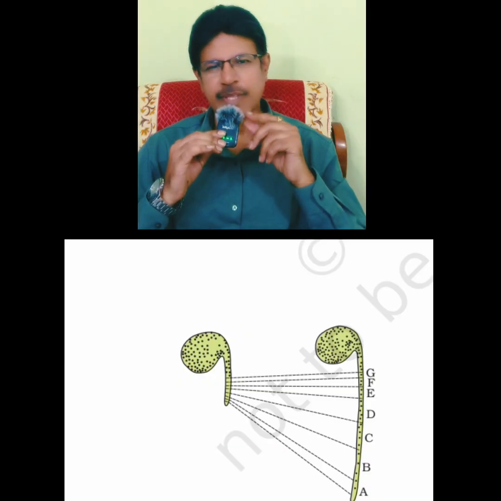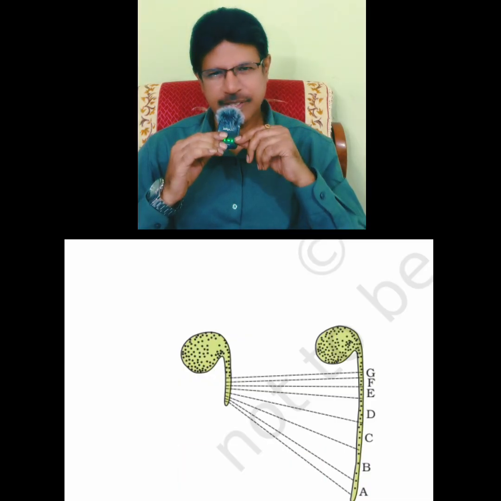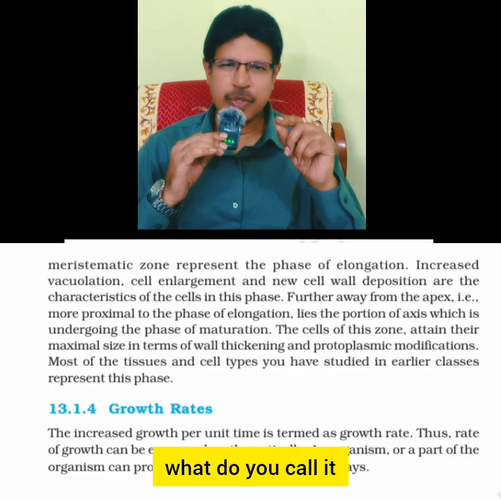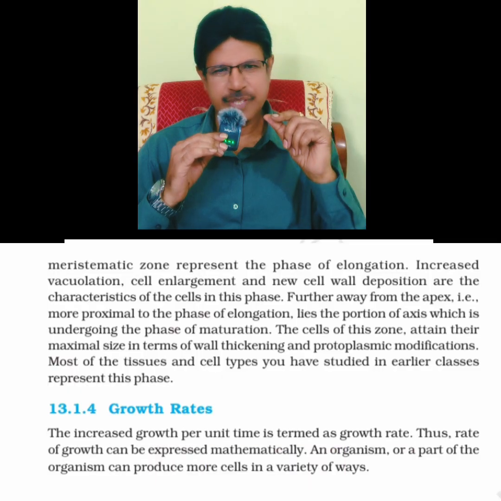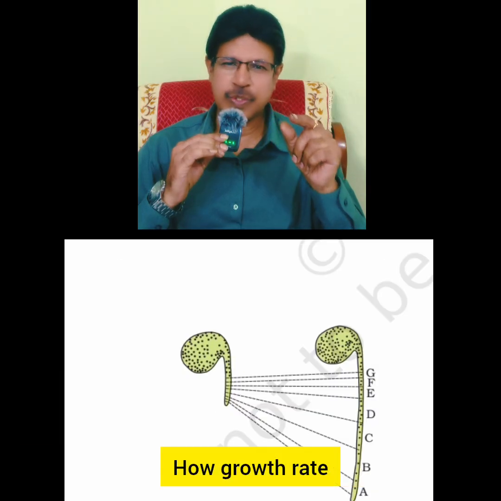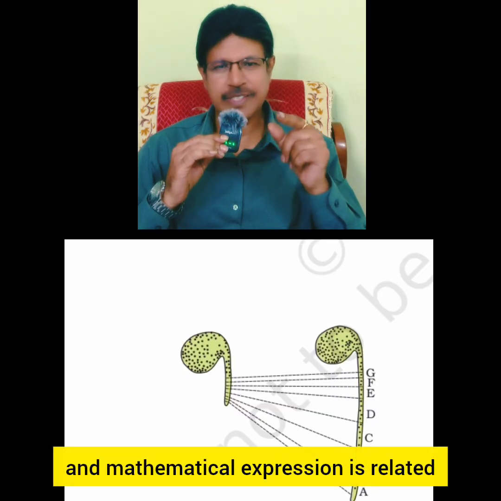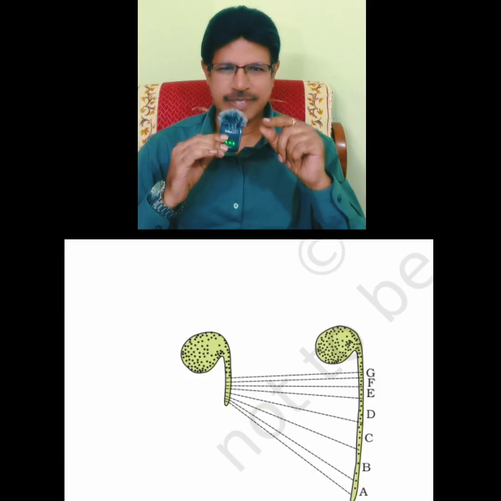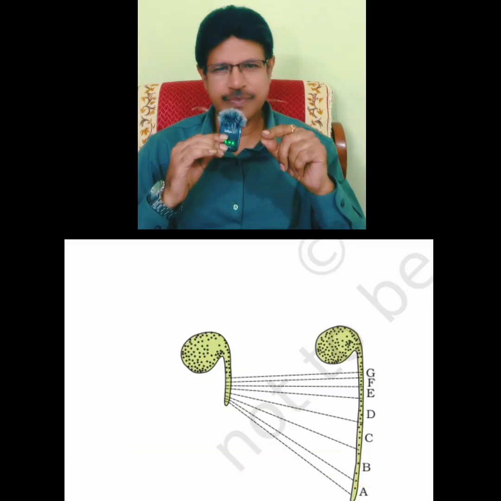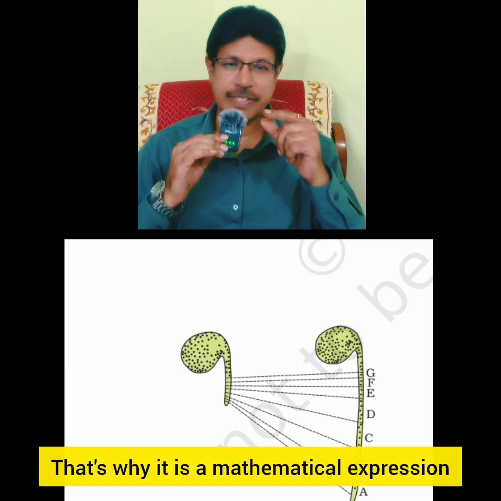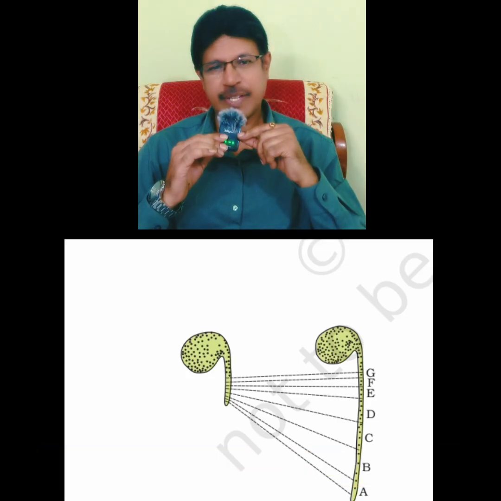Next, growth rates. Increased growth per unit time is called the growth rate. And the growth rate is expressed mathematically. How are growth rate and mathematical expression related? Because the plant organs, cells or tissues divide and add cells in a variety of ways. That's why it is a mathematical expression.